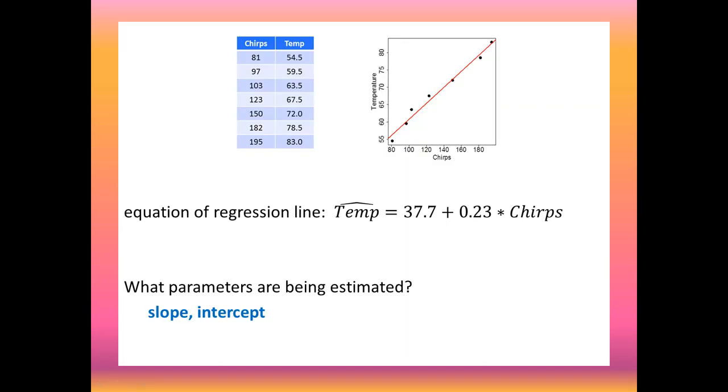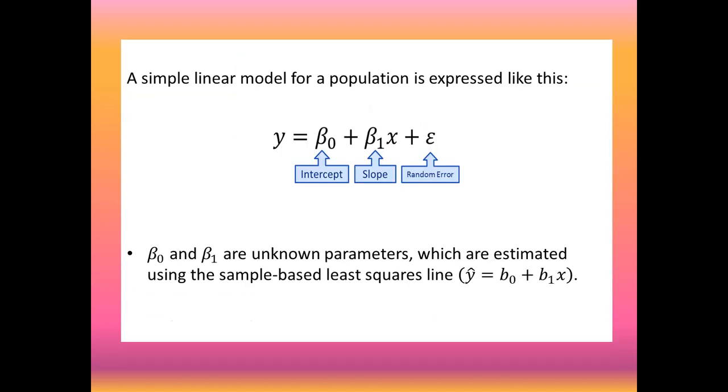There's the equation of the regression line for the temperature and cricket chirps example from Chapter 2. That regression line is sample-based, and we have numerical values for the slope and intercept. Those are both point estimates. The 0.23 is the sample-based slope, the 37.7 is the sample-based intercept, and those are point estimates for the population slope and population intercept. The main thing on this slide is really the notation.